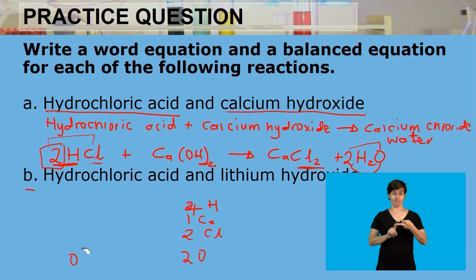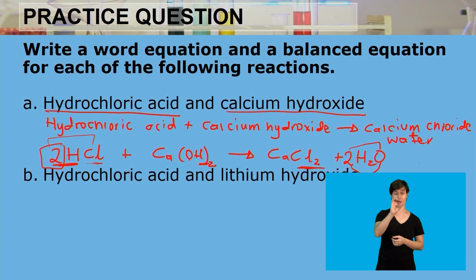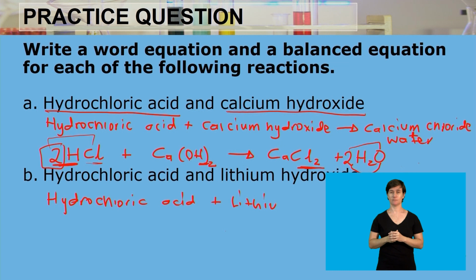Now, the next question is asking us to write the word equation and balance the chemical formula. Hydrochloric acid and lithium oxide, lithium hydroxide. So let's start by writing out the chemical formula. So we have HCl plus lithium oxide, it's lithium hydroxide, it's LiOH.